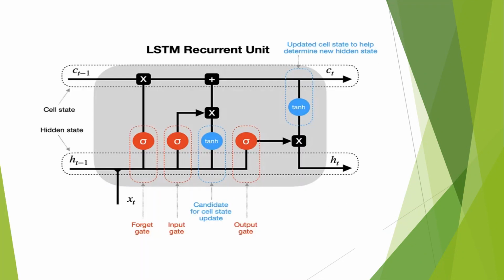Next, this is the LSTM recurrent unit. In this, you can see cell state, hidden state, where the forget gate, input gate, and output gate are sigmoids, and the candidate for cell state updates is tanh. At last, the updated cell state helps determine the new hidden state. This is the LSTM recurrent unit.